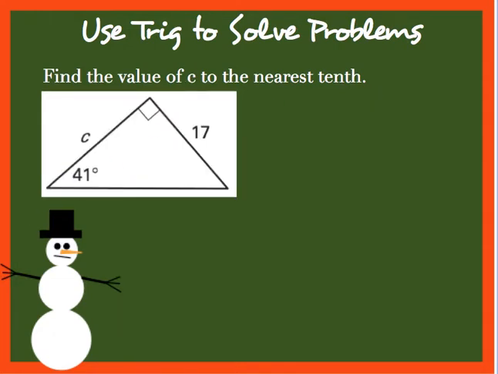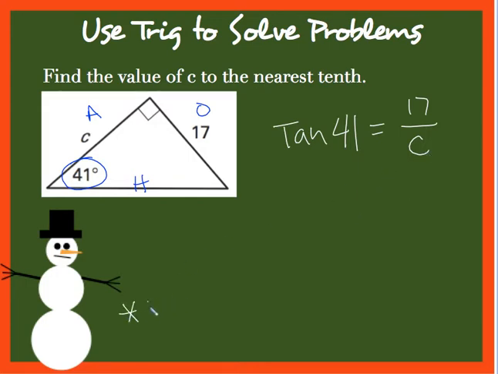Okay, here we have the acute angle of 41. This is the hypotenuse. This would be opposite. This would be adjacent. So opposite and adjacent means you are doing the tangent because tangent is opposite over adjacent.